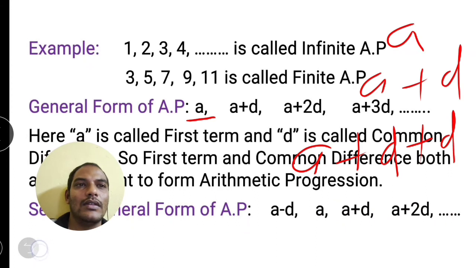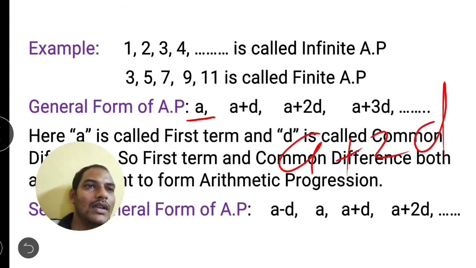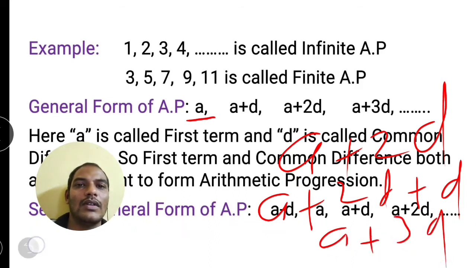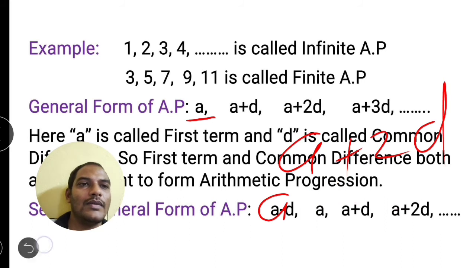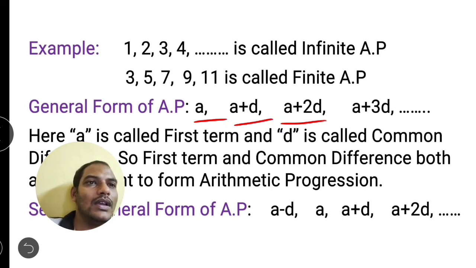Next, the fourth term. How to get the fourth term? Add a fixed number to the preceding. Preceding means a plus 2d is the preceding term. Let us add a plus 2d, common difference d. So a plus 3d. So you can find any number of terms in the general form of an AP. So the first term of the AP is a, second term is a plus d, third term is a plus 2d, and fourth term is a plus 3d.